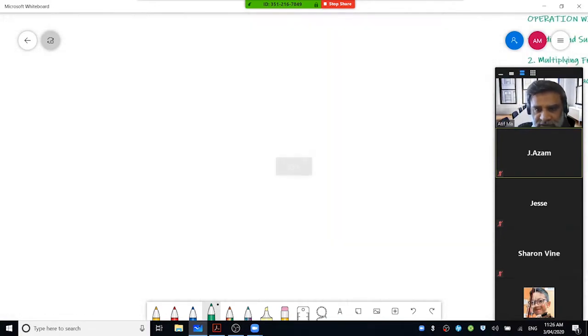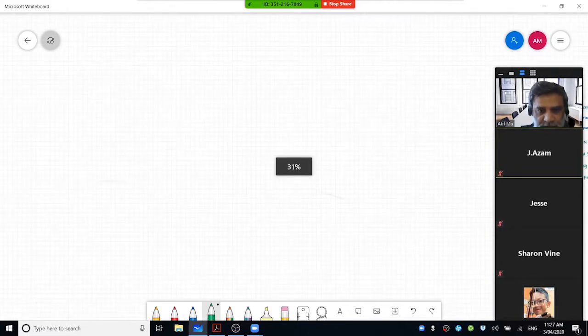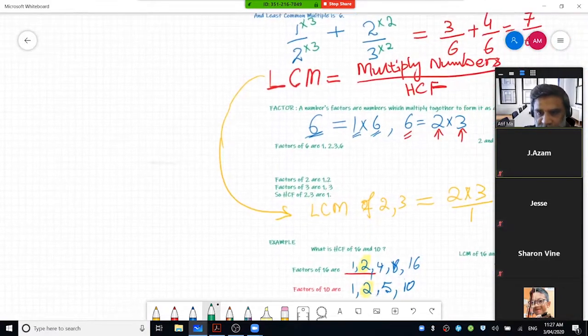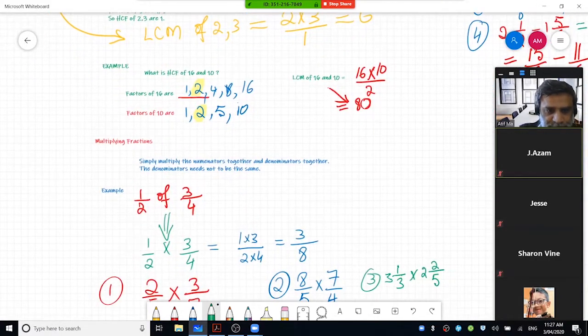Okay, let me see where my notes have gone, because sometimes the notes have disappeared at some area. Yeah, it's there.